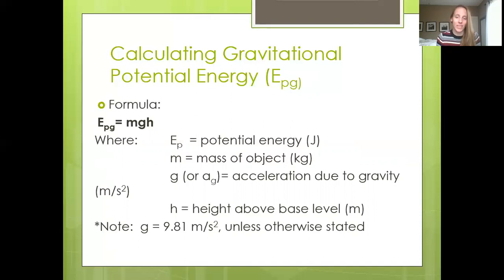And the M is the mass of an object, must be in kilograms. So if you're given the mass of an object in, say, grams, you do have to convert it to kilograms. And then the G is the acceleration due to gravity. As long as we are here on Earth, it is going to be 9.81. And then H is the height above ground level, must be measured in meters.